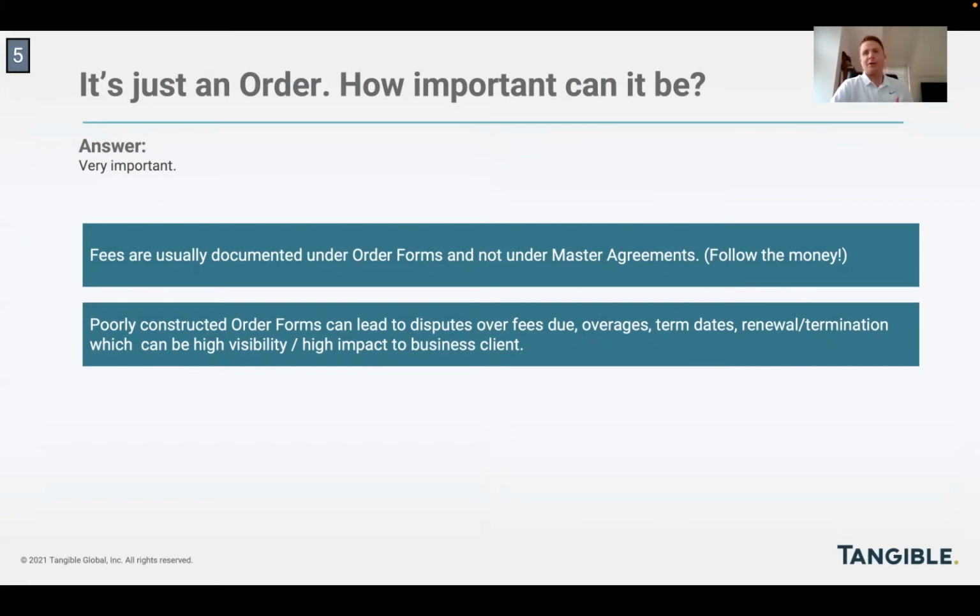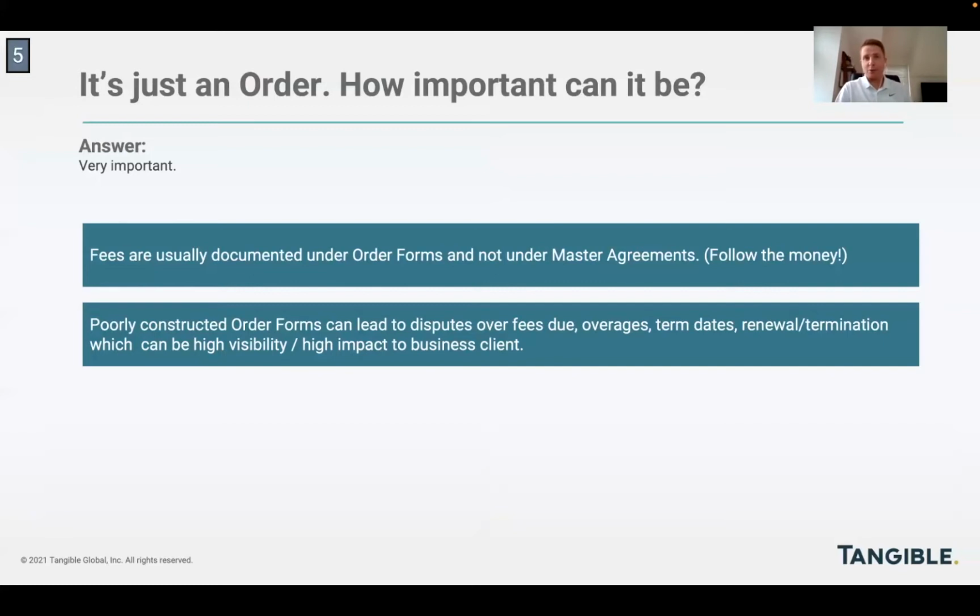So we ask ourselves the question: it's just an order form. How important could that be? And the simple answer is that it's very important. For reasons that we'll discuss in detail today, you'll see that what might appear to be a simple order form to be signed by both parties really has a lot of moving parts and deserves a great deal of consideration from the legal professionals that are assigned to process such orders.